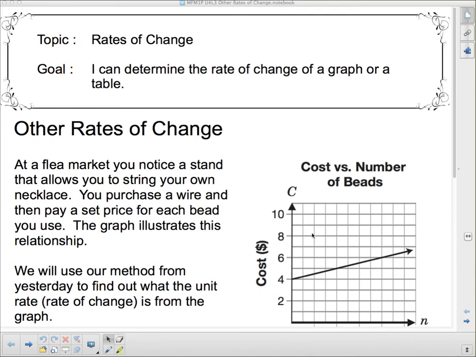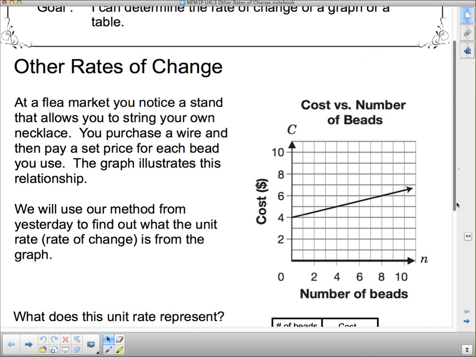So we're going to do this example here. At a flea market, you notice a stand that allows you to string your own necklace. You purchase a wire and then pay a set price for each bead you use. The graph illustrates this relationship. So here's our relationship here. I've given you a graph.